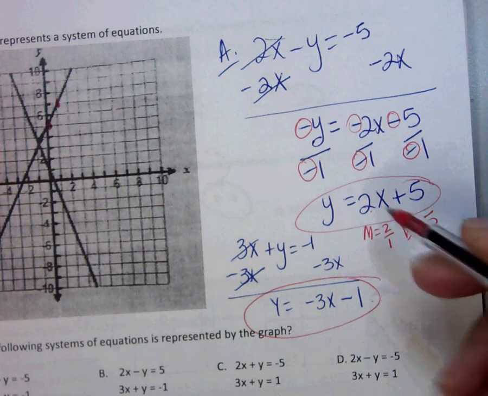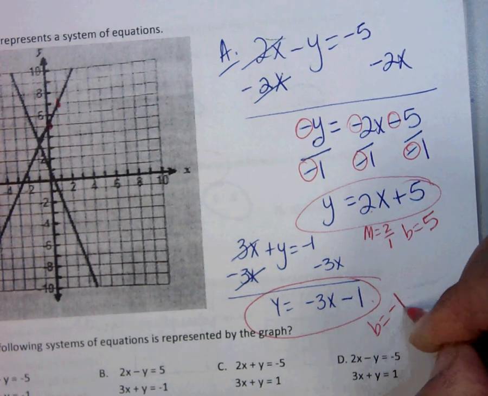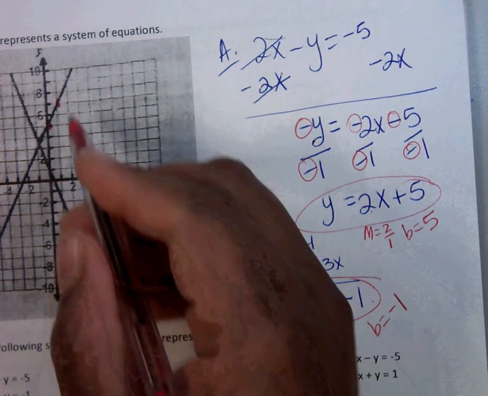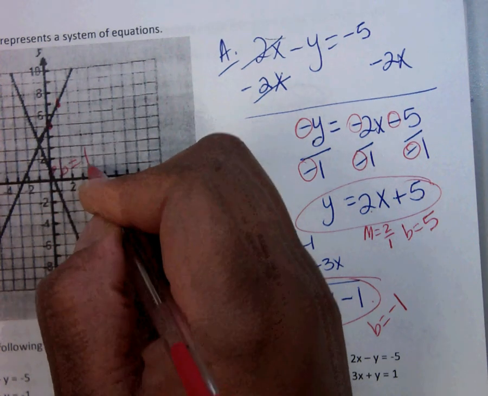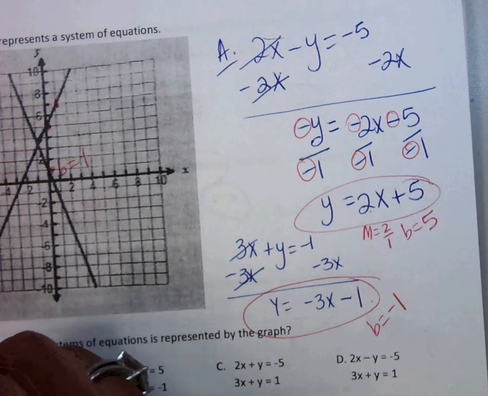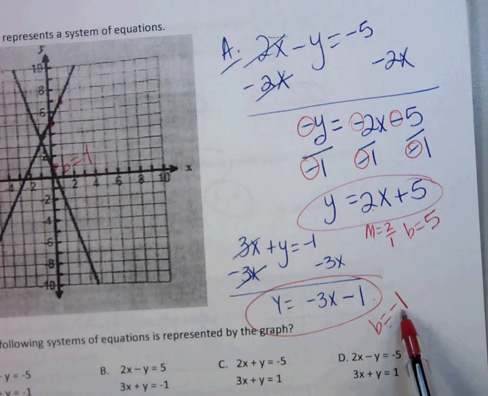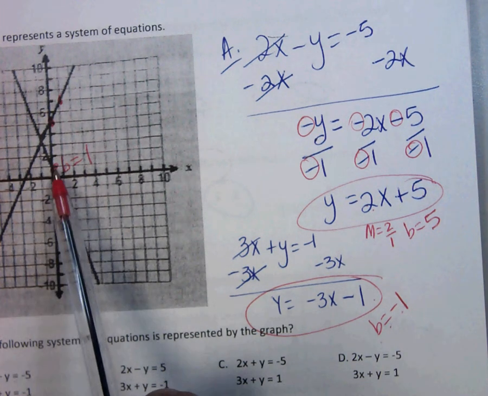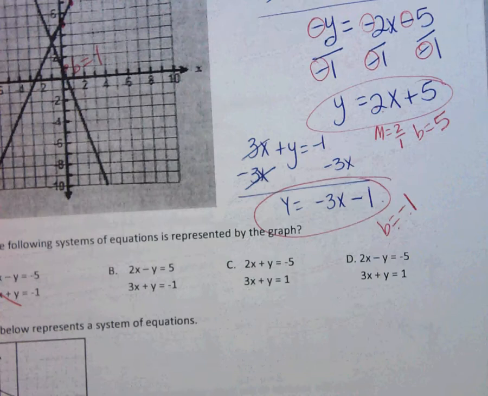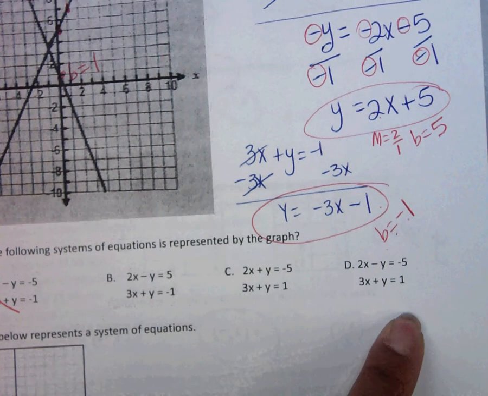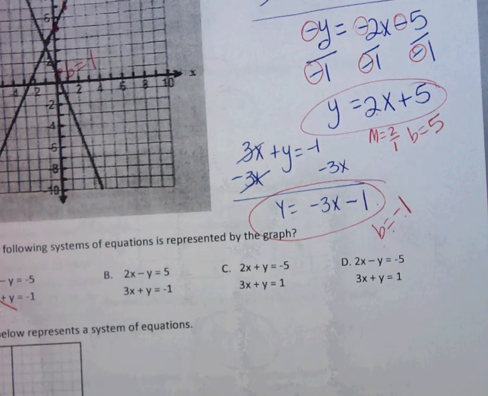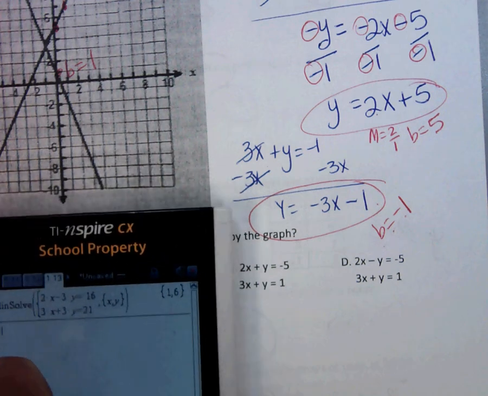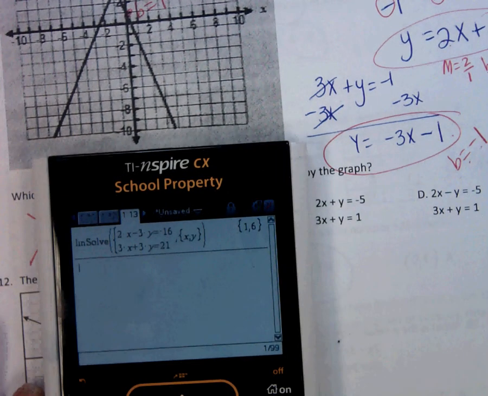Let's look at this one. B is -1. B is +1. That is not the answer. I need -1. It's at +1. Now, you need to solve the rest of these for y and check the graph just like I did. But for short, I'm going to use the calculator so that I can finish this problem and move on.